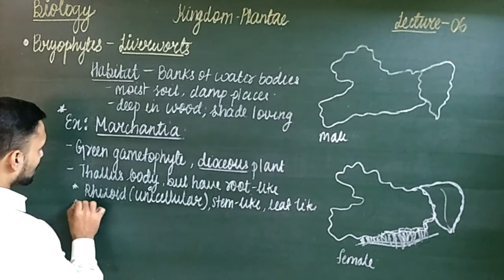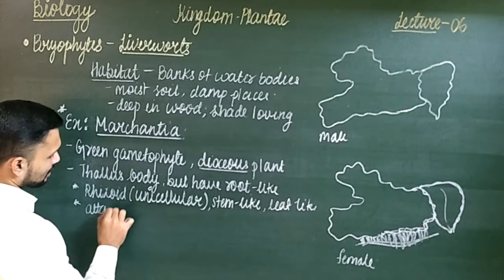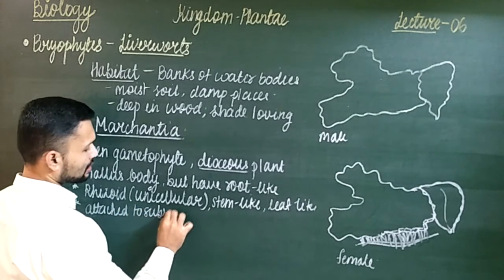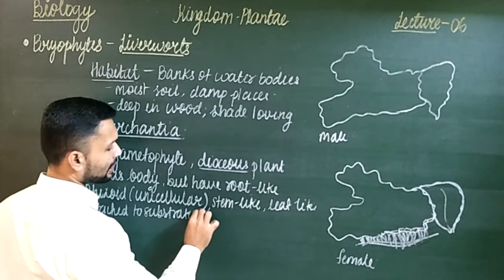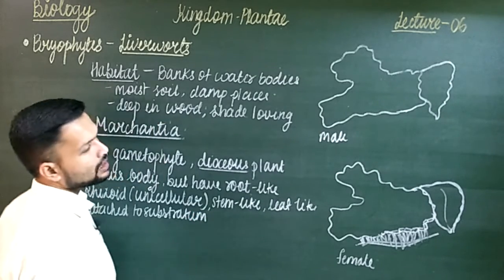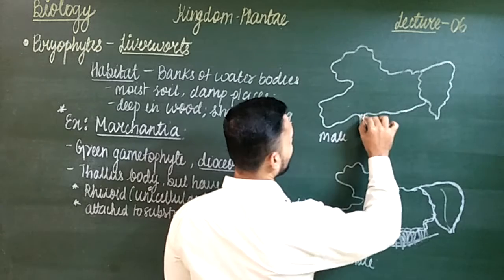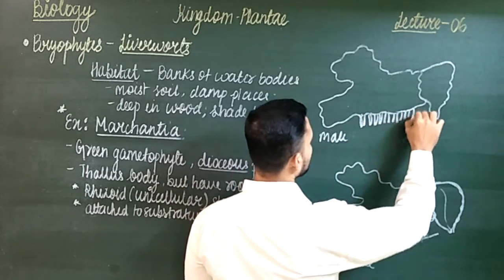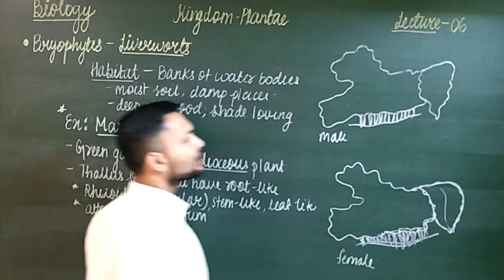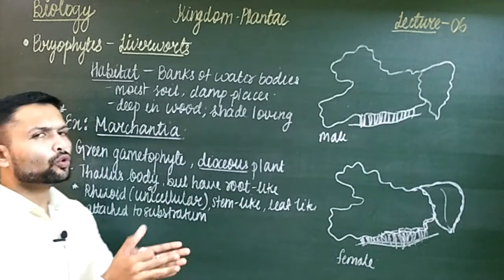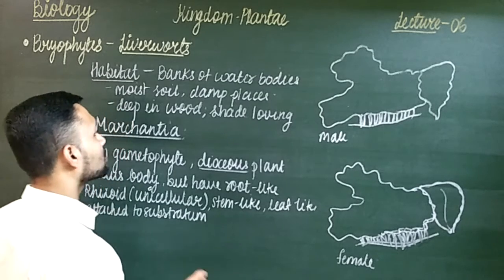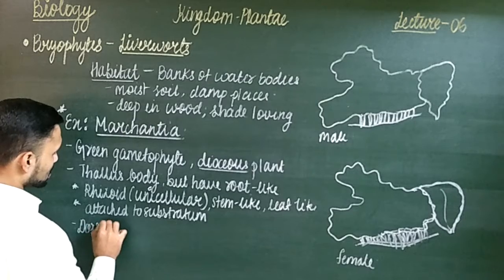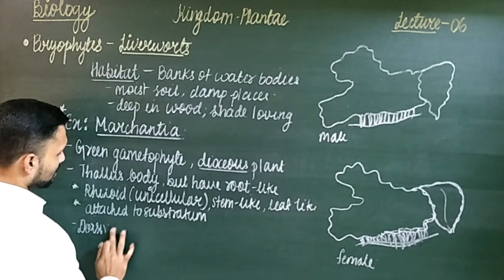Then they are attached to the substratum with the help of rhizoids. Similarly over here also you will find unicellular rhizoids which grow from the base, and they are generally very closely attached to the substratum. Obviously these are ventrally flattened.